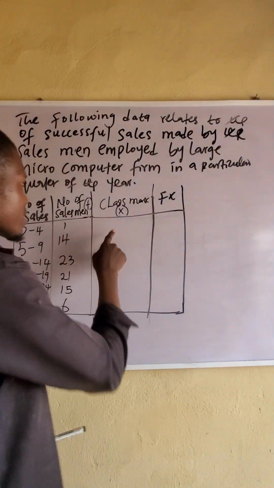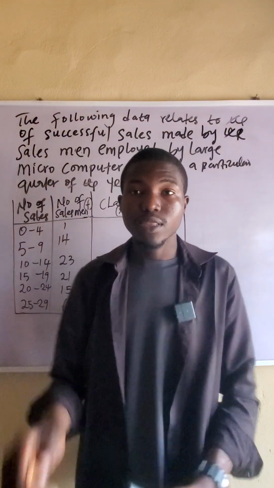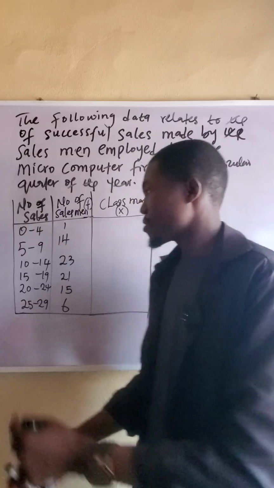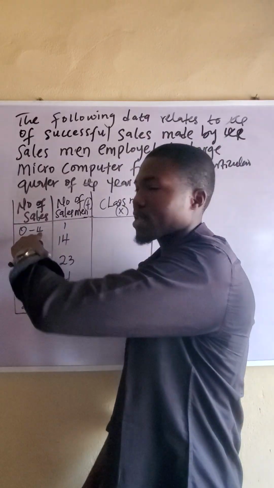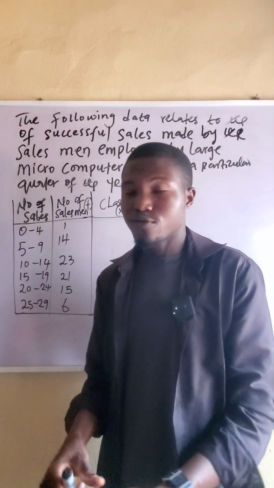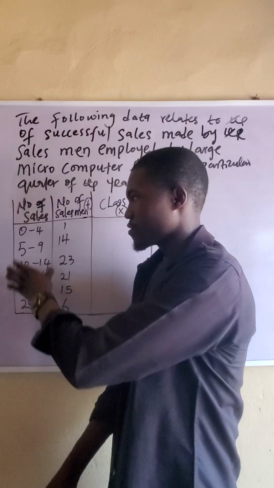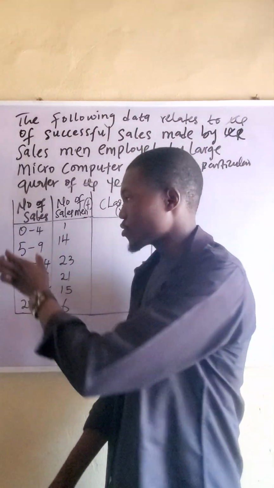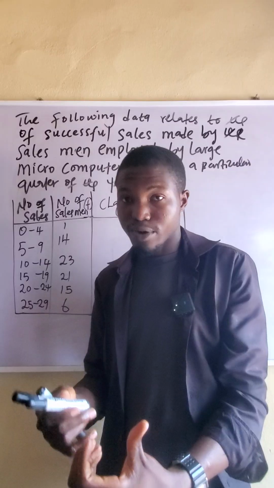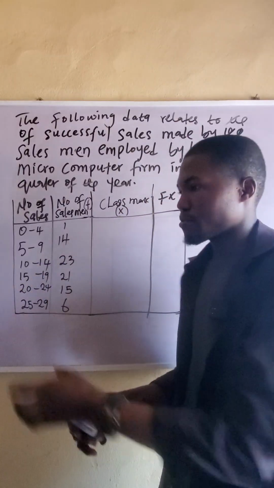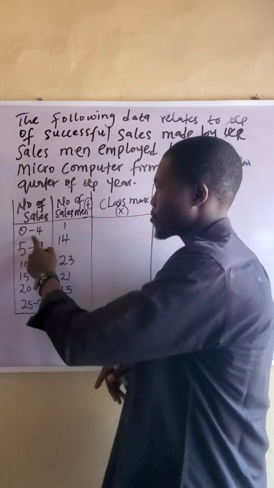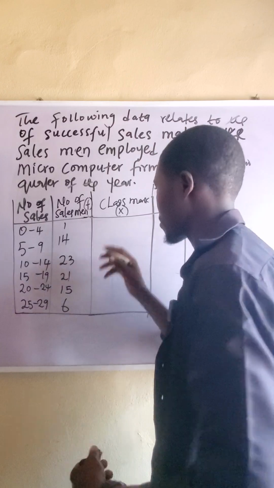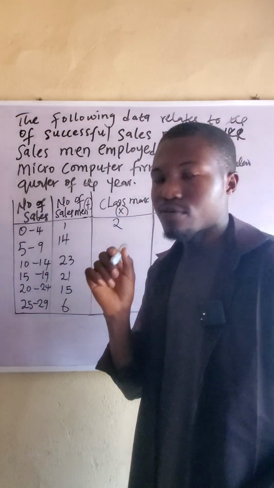To find the class mark, we use it when we have grouped data like this. The class mark is simply the sum of the class boundaries divided by 2. These are the class boundaries: this is the lower class boundary, and this is the upper class boundary. When you add them and divide by 2, that's the class mark. So 0 plus 4 is 4, 4 divided by 2 is 2. So the class mark is 2.